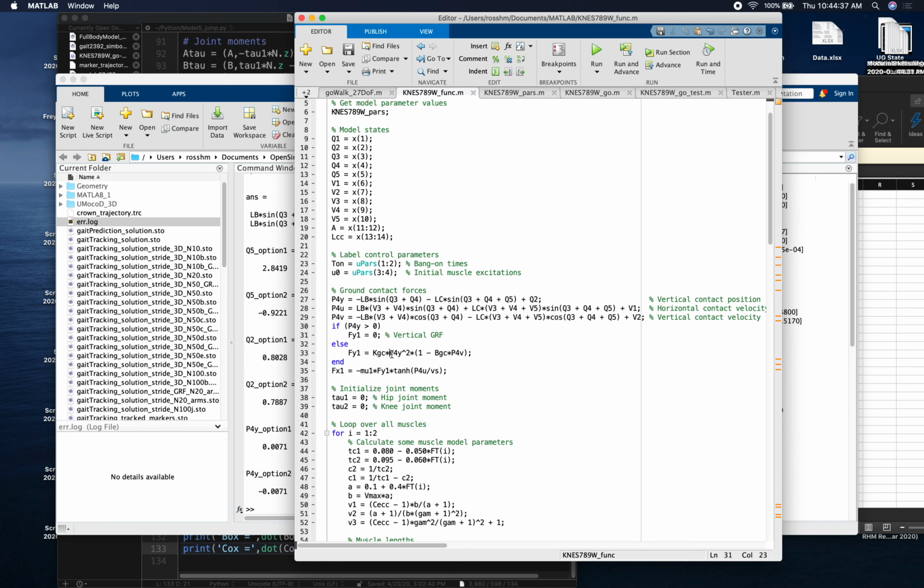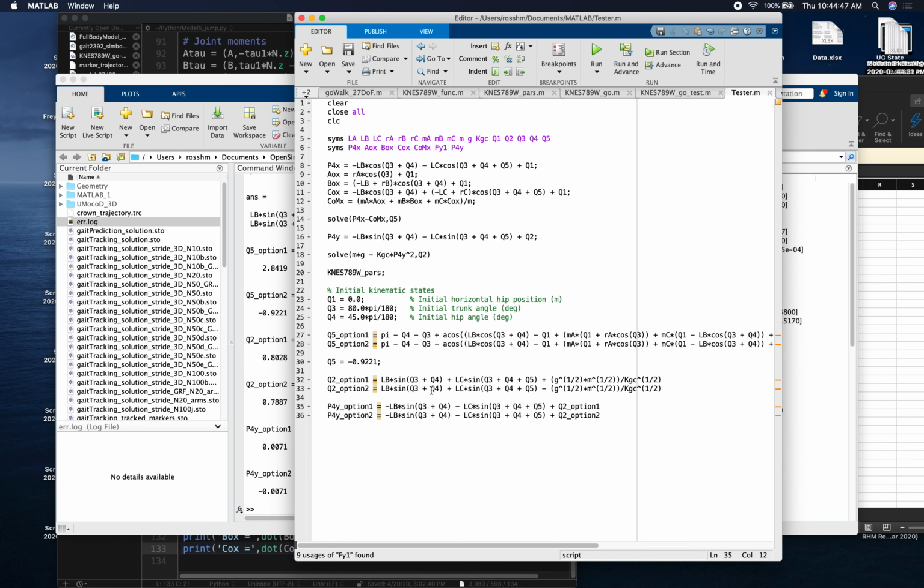It thinks that squaring P4Y here and ignoring the sign on it can give me the same ground reaction force here, when in fact it can't in my actual model. Okay, so I have my expression here that I want for Q2. It's this second option here.